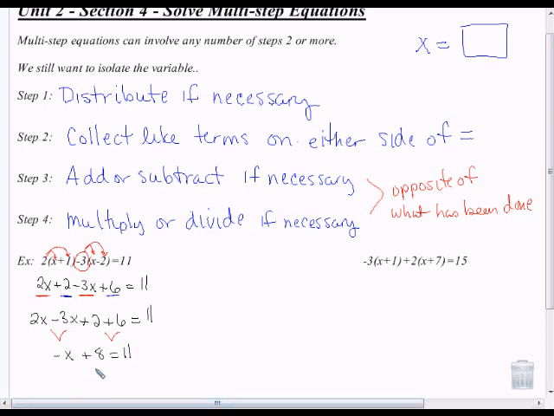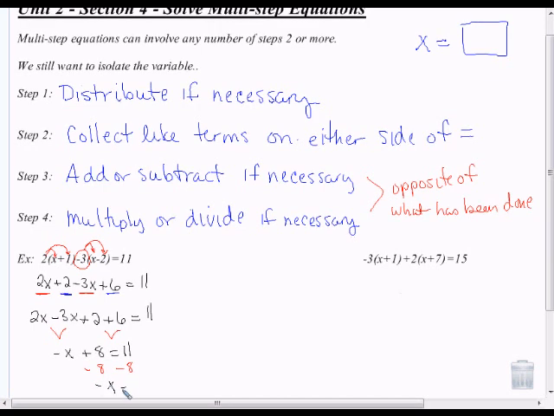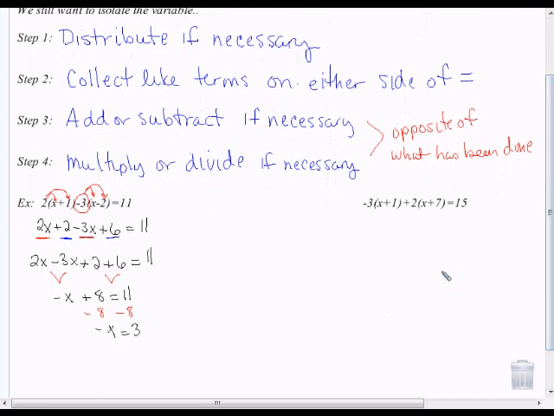So far, okay? Now I'm going to do the addition or subtraction. So I'm going to subtract 8 from both sides. And I get negative x equals 3. Well, I don't want to know what negative x is. I want to know what positive x is, right? So when I have this, it's the same thing as dividing by negative 1, or I can just change the signs on both.